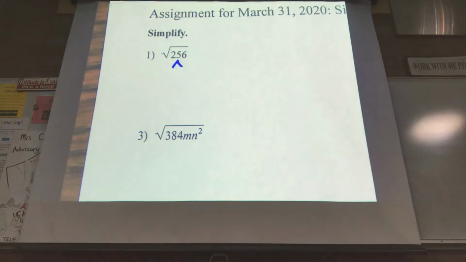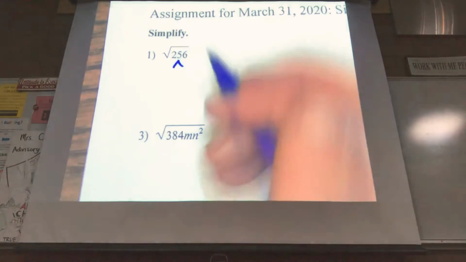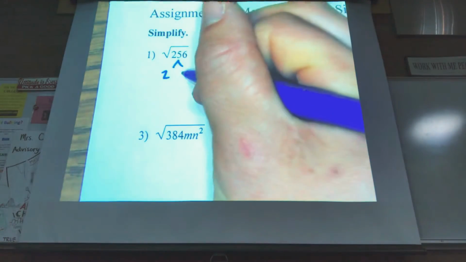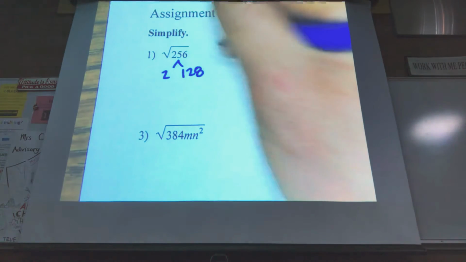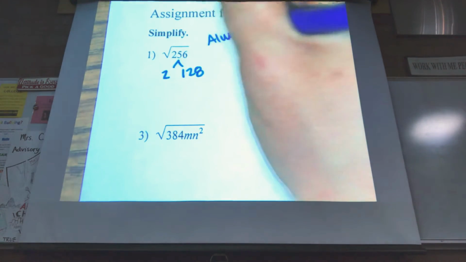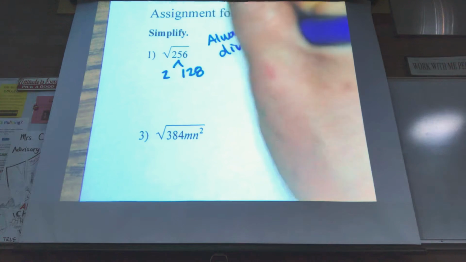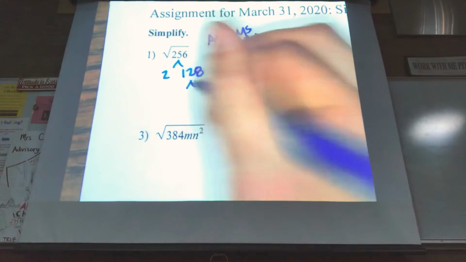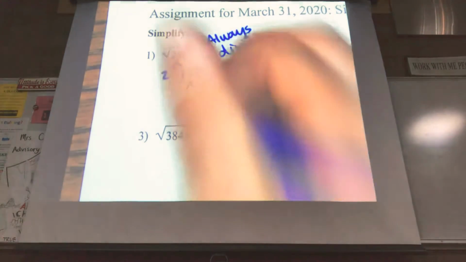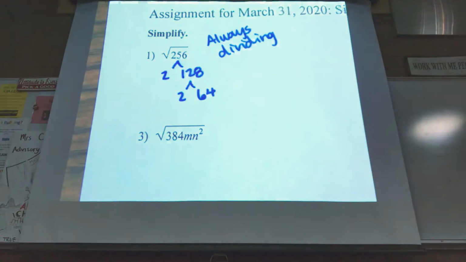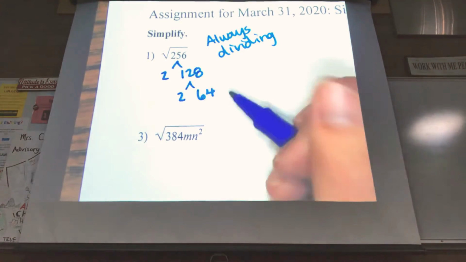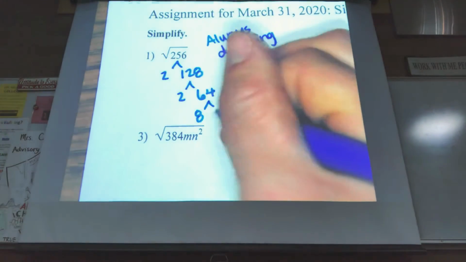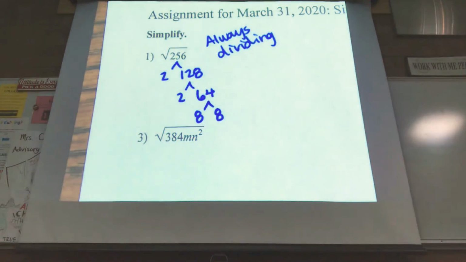It ends with a 6, it's an even number. So in your calculator, you could do 256 divided by 2. 2 times 128. We're always dividing on these. Always dividing. Or in other words, 256 divided by 2 will give you 128. You can keep going. 128 divided by 2, 64. And this might be where you're like, oh, 64, I know that that's a perfect square. I know that 8 times 8 is a perfect square.